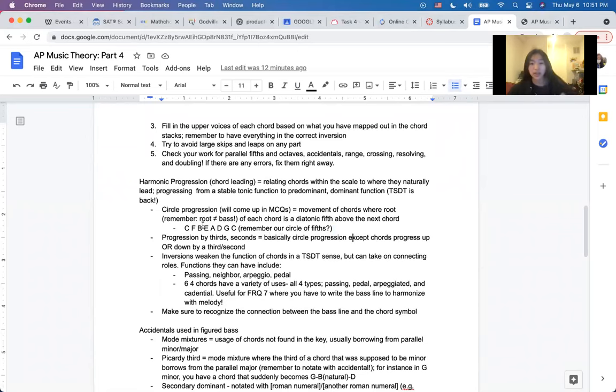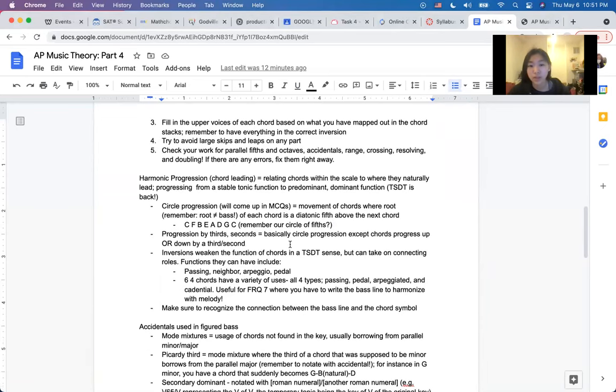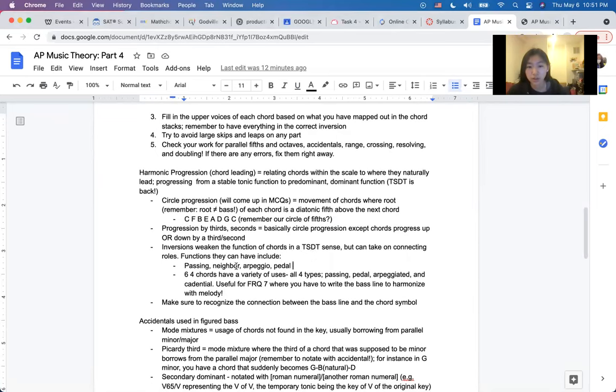Progression by thirds and seconds are kind of similar, except this time you can progress up and down by a third or a second. Inversions weaken the function of chords in terms of the tonic, subdominant, dominant to tonic sense, but they do have a lot of other functions. For instance, the main four: passing tones. Remember how we mentioned these in the last video? That's just when you join, let's say, two chords that are a skip of one, and that passing tone just fills it in so that it sounds like do, re, mi, for example.